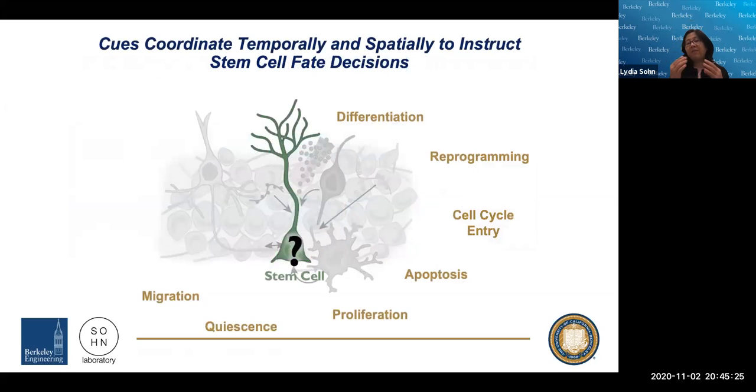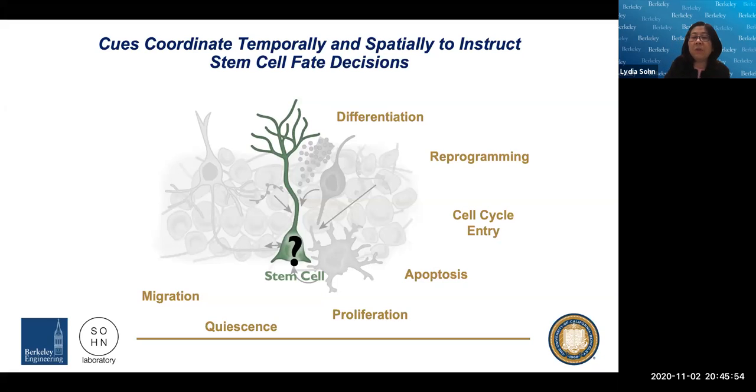Now, as I mentioned at the very beginning of my talk, within a stem cell niche, in the neural stem cell niche, there are multiple cues that coordinate temporally and spatially to instruct stem cell fate decisions. And what I've just spent the majority of my time on is to talk about how we were able to spatially instruct and recreate, spatially pattern different cell types and ligands to create a niche.